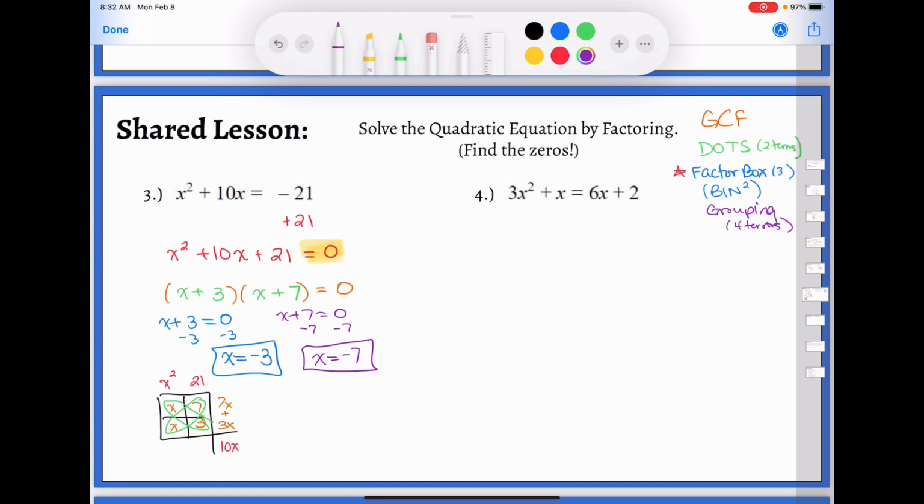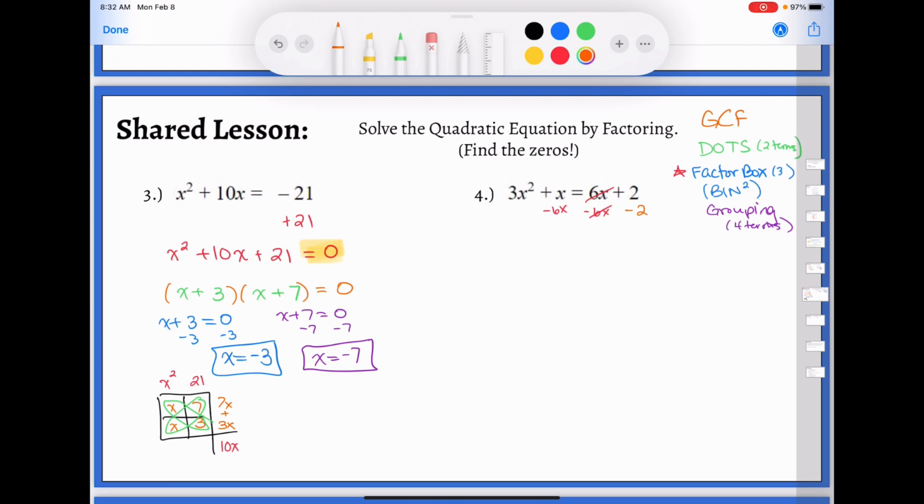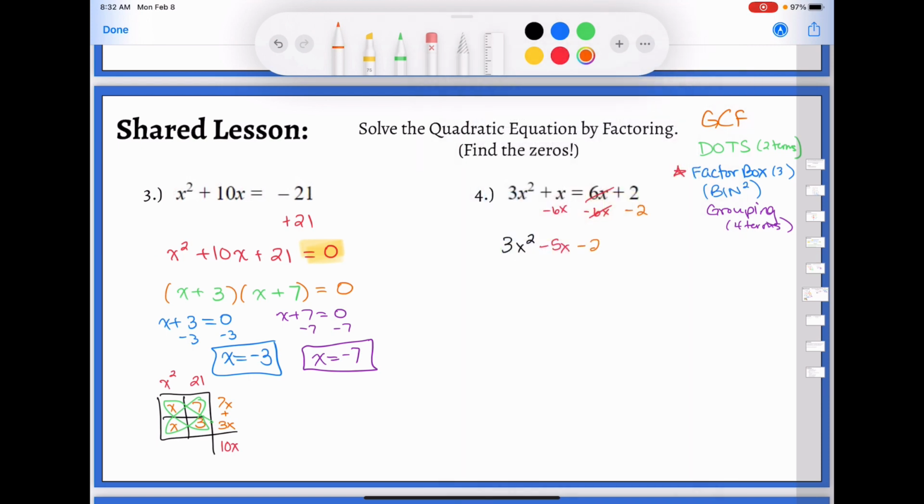So let's take a look at number 4. A little bit more to move here to get it equal to 0, right? So first I'm going to subtract 6x. Notice I have a like term over here. Then I'm going to subtract 2 from both sides. So I'll have 3x squared minus 5x minus 2 equals 0. And now I have it equal to 0, so now I can factor it. Remember, don't factor until you get it equal to 0.